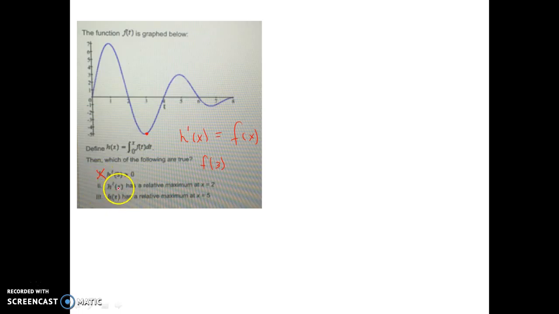H prime of x has a relative maximum at x equals 2. So now h prime of x is f of x. So does f of x, as we follow it, have a relative maximum at 2? No. F of x has a relative maximum back here. But h of x, which would be the integral, would actually have a relative maximum here. So if it was h of x, then it would be this. This one would be okay.